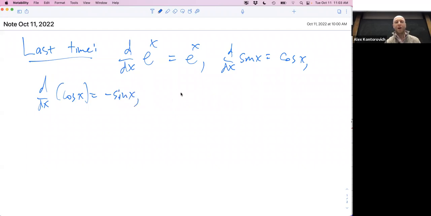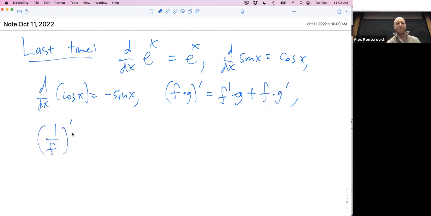And we combine those with our product rule. What's f times g prime? F prime g plus f g prime, whatever you prefer. We had our reciprocal rule: 1 over f prime is negative f prime over f squared, which we used to prove the quotient rule.